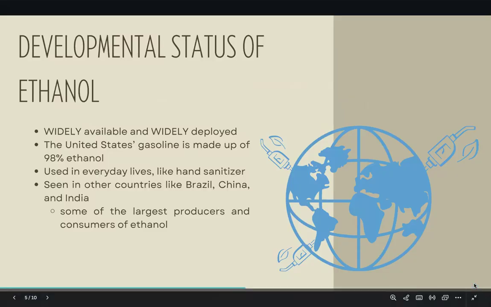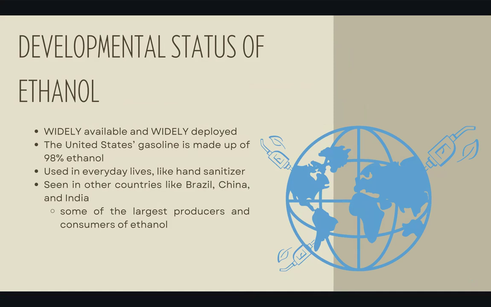So, what's the developmental status of ethanol? Ethanol is widely available and widely deployed. You'll see the usage of ethanol across some major countries like Brazil, China, and India, which are some of the largest producers and consumers of ethanol across the world. And it's also widely used in the United States. United States gasoline is made up of 98% ethanol, and you can see it in your everyday lives with hand sanitizer, which can be used across the whole entire world.